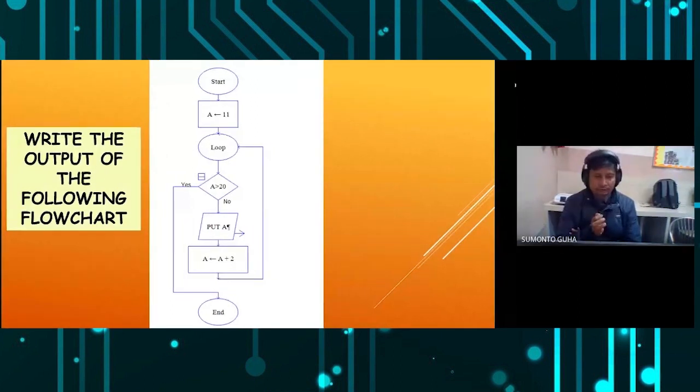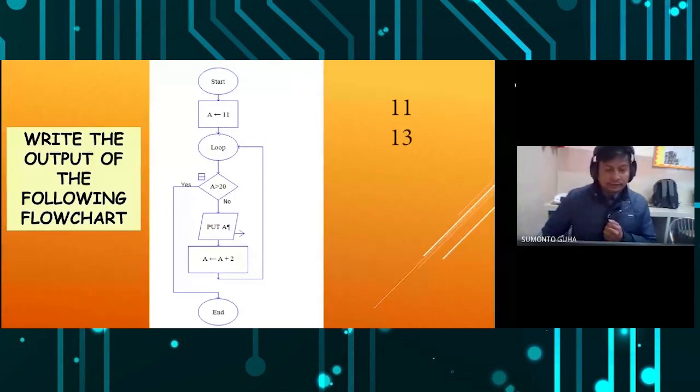If you pass the addition box, the first thing written is put A. So put A is before A is equal to A plus 2. So we will directly print the value of A in put A. So what is the previous value of A? A is 11. So the first value has to be 11. Yes, it will start from 11. And where will it stop? It will print 11, it will print 13, it will print 15, it will print 17, it will print 19.